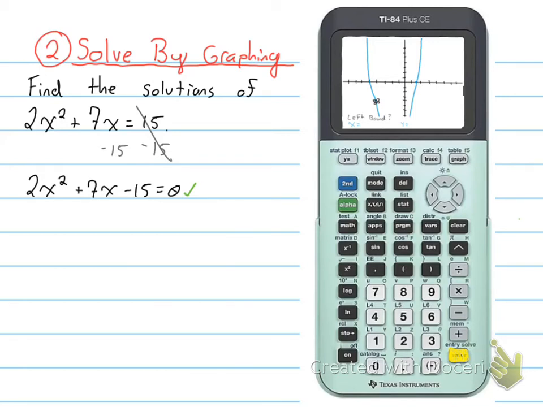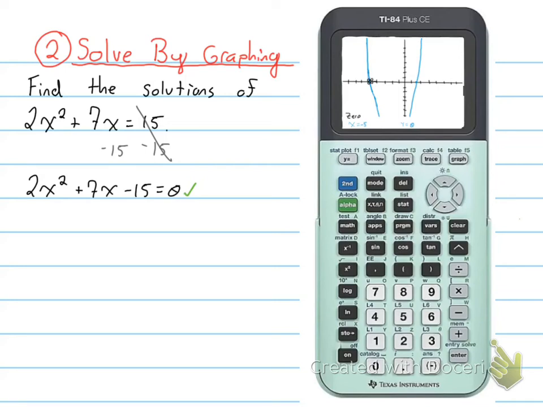So for my left bound, starting with this leftmost x-intercept, I'm going to click over to the left of that x-intercept. I'll press enter. It's going to ask me for a right bound, so I'll click over to the right. It'll ask me to guess, press enter again. And in the bottom of the screen, I see that my x-intercept is at negative 5, 0. So one of my solutions here is x is negative 5.